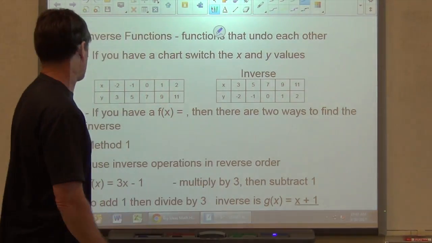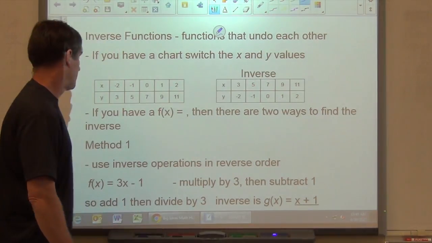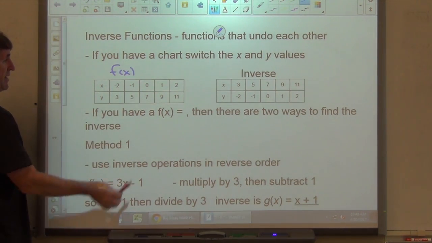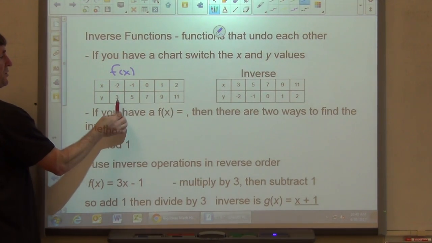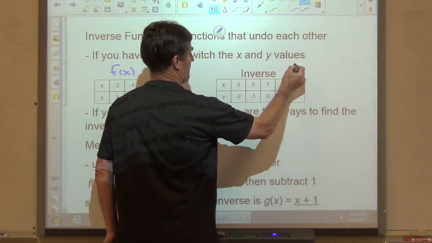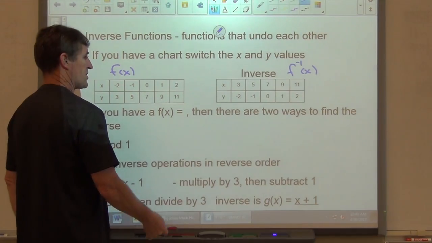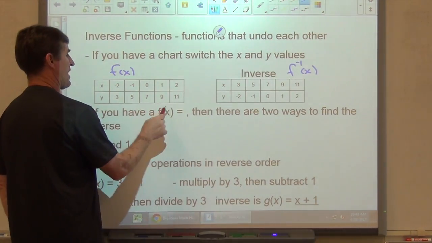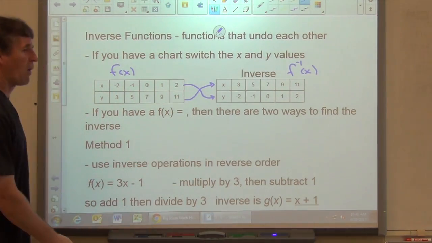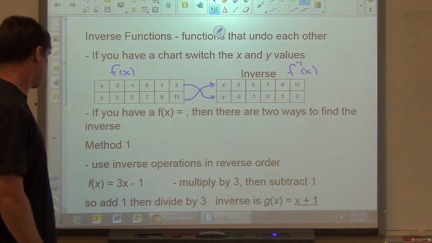So as we look at this, if you have a chart, it's really easy. You simply switch the x and y values. So if this was our function here, f of x, negative 2, negative 1, 0, 1, and 2, and you get 3, 5, 7, 9, 11, all you do for your inverse, and the inverse function is written with a negative 1 power. So the inverse of that would simply be, you take your y values would all come up and be your x values, and your x values would all come down and be your y values matched up with each other. So it's pretty easy if you have a chart.